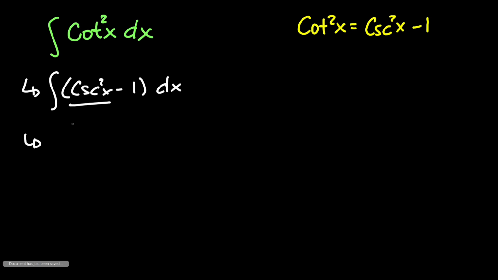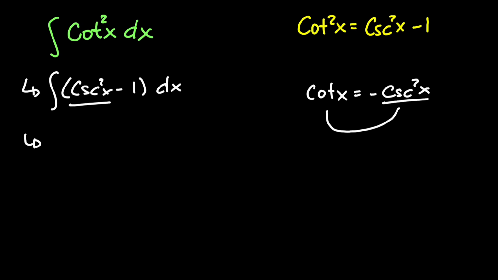The integral of cosecant squared of x. Wait, let's just put this in the derivative. The derivative of cotangent of x would be equal to negative cosecant squared of x. And so, the integral of cosecant squared of x would be equal to cotangent of x. But since this is negative, let's make it negative cotangent of x. And the integral of 1 dx would be equal to x plus the constant of integration.